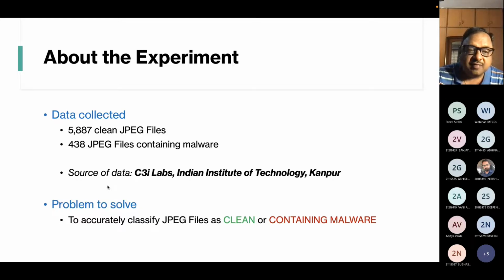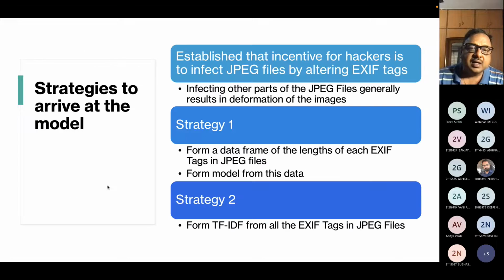So using this data, we started training the machine. Now, like we were discussing, the EXIF tags are the location which the hackers basically utilize to introduce the malware. The other locations in the JPEG file are not possible to introduce a malware in, or it is very difficult, or it doesn't make sense.